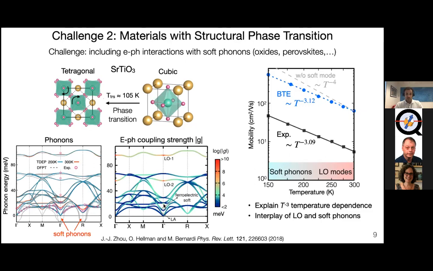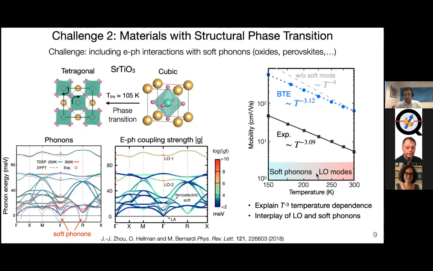And now, using this knowledge, we've been able to solve an open puzzle in strontium titanate, which is the fact that experimentally, the mobility goes like temperature to the -3 over a wide temperature range in the cubic phase. The origin of this temperature trend has been heavily debated. Our calculation, shown here in blue, can capture this temperature trend extremely well. You see, we get T to the -3.12 versus -3.09 in experiment.